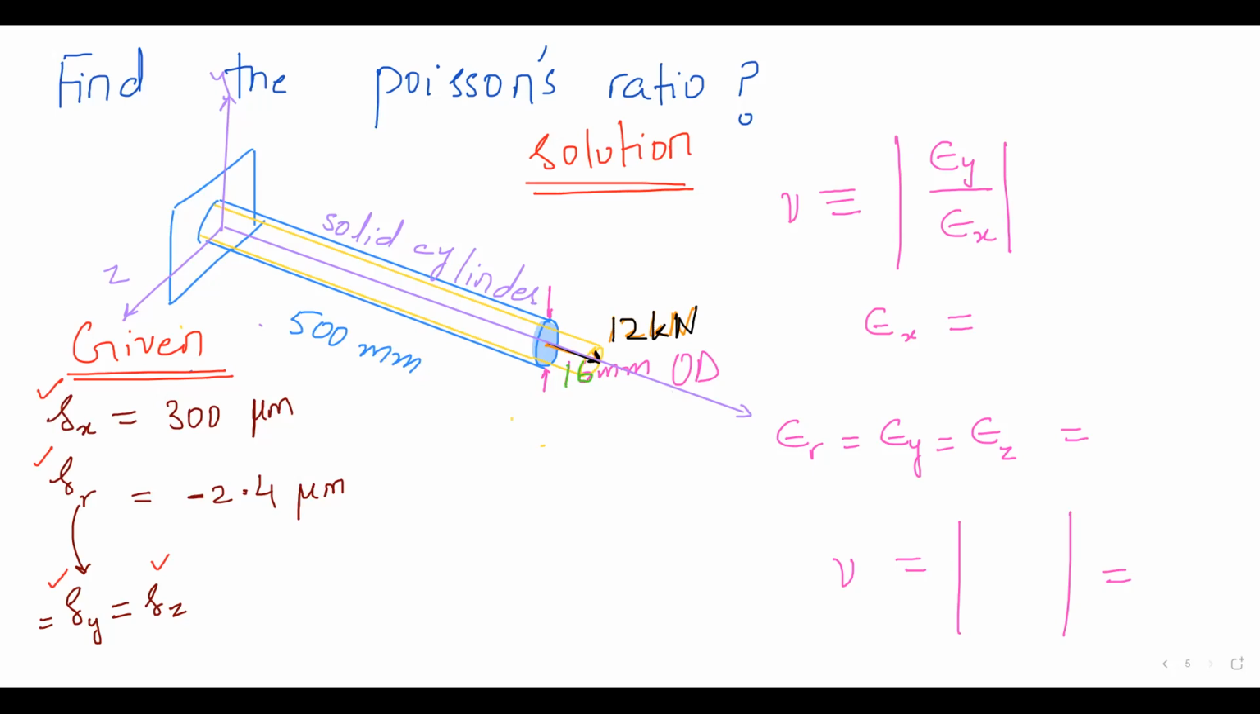So our online student can also tell me the answer quickly. 0.3? No. So it's somewhere less than 0.5 and greater than 0. So you have to find the strain. Change in length by original length. Did you divide? Okay. So it will be change in length over original length. Change in length is 300.